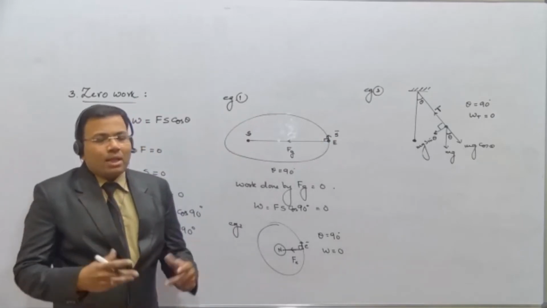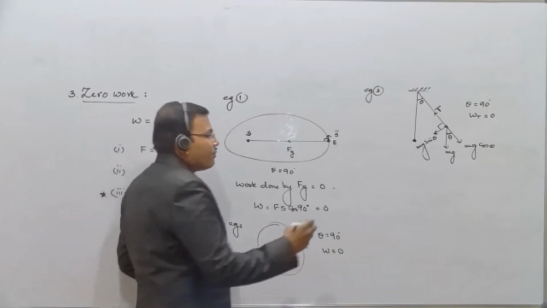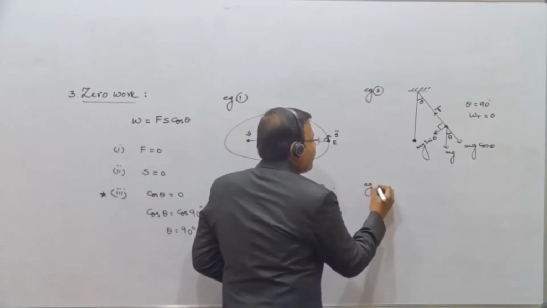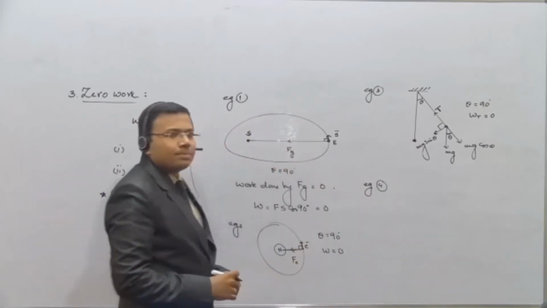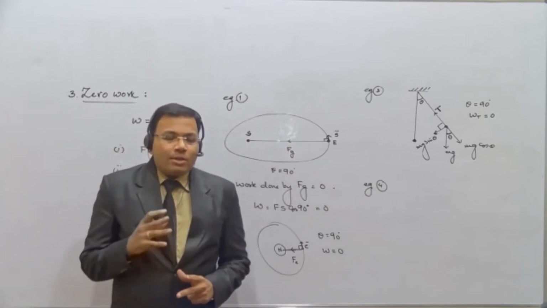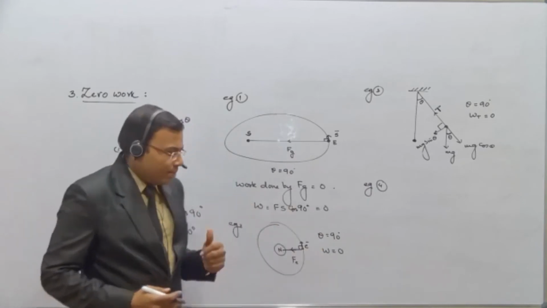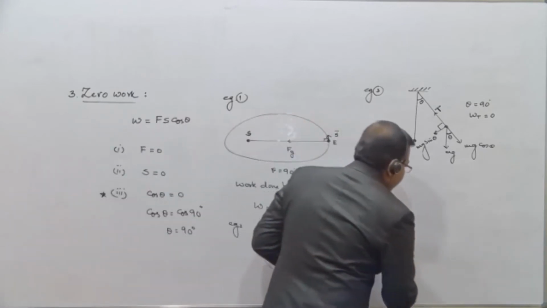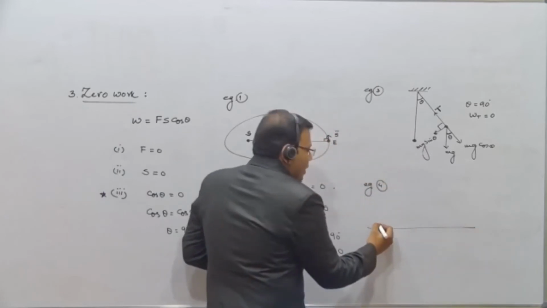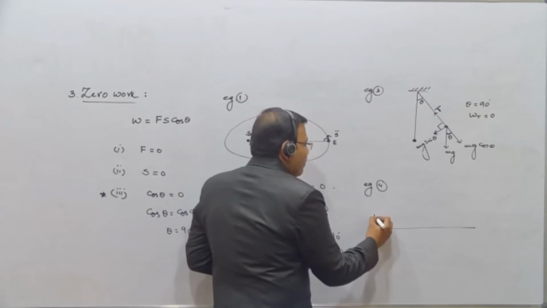The fourth and the last. I say last but not the least. The very important example, the fourth one. Suppose one coolie is there, and this coolie is carrying luggage and he is moving. Let me draw the situation. The coolie is there, and this coolie is lifting some load on his head.